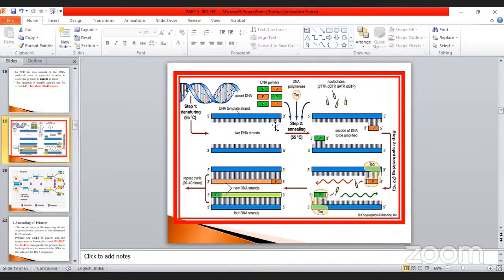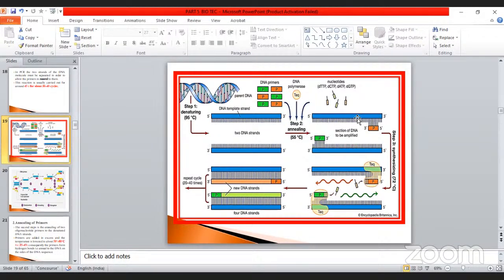When you add the primer, this is called the forward primer, and this one is called the reverse primer. When we add it, it joins with this one. At that time the temperature is reduced to 50 to 55 degrees Celsius. Then the primer is attached to the complementary region of the DNA molecule.